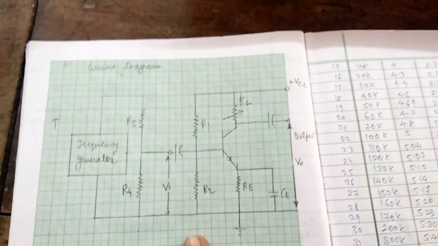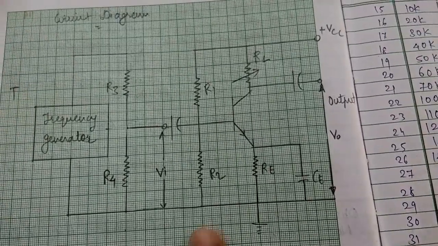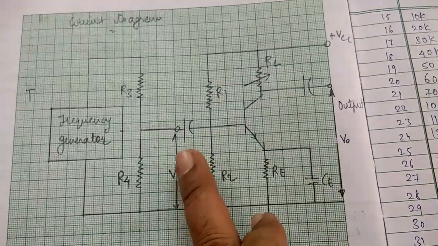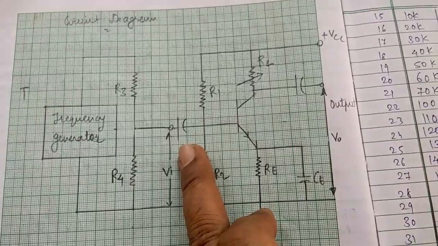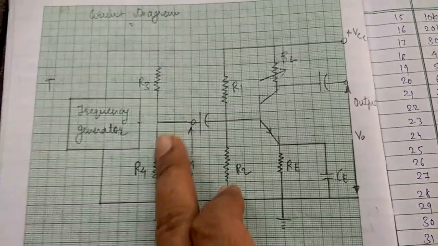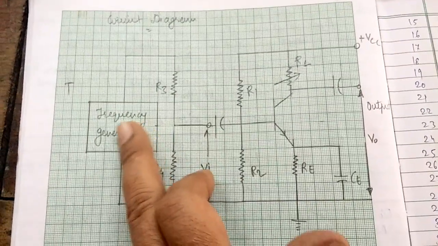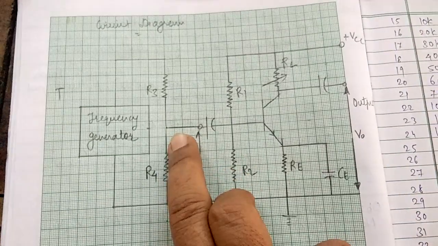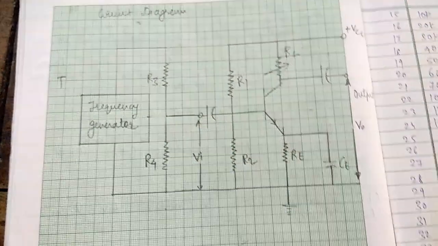For this experiment, this is the circuit diagram. This is the transistor, this is the input capacitor, the base capacitor, R1, R2. These R3, R4 are connected from the generator, and by the potential divider arrangement we have to make the connection with the help of this R3, R4.